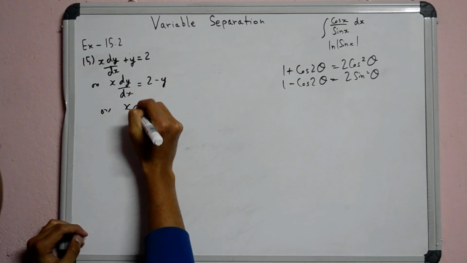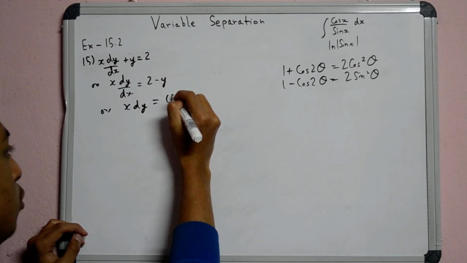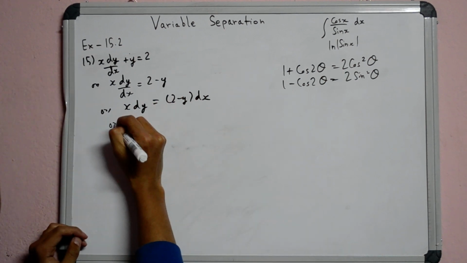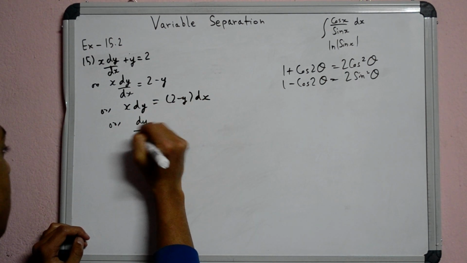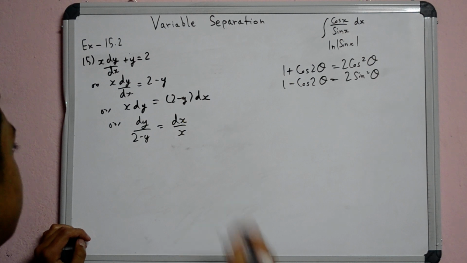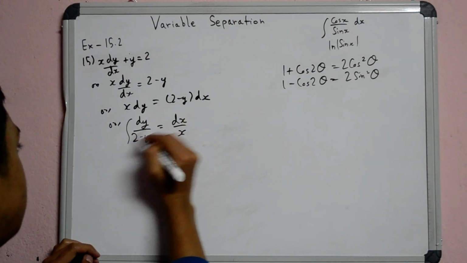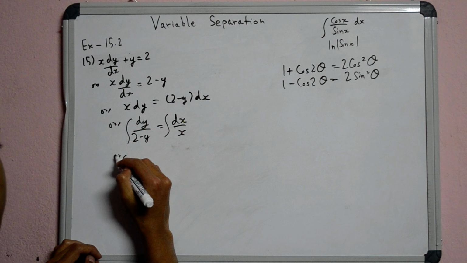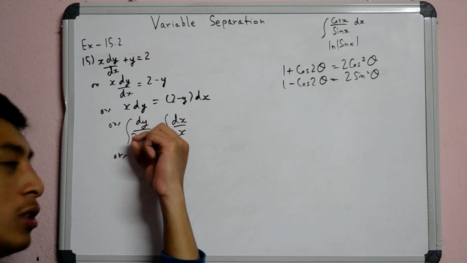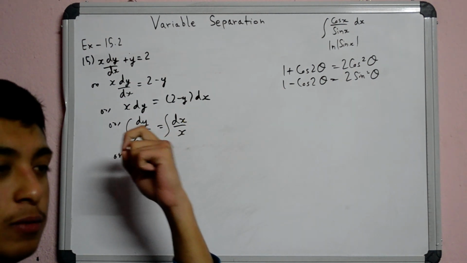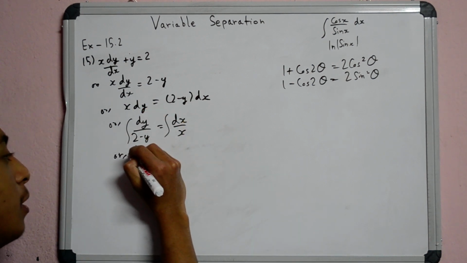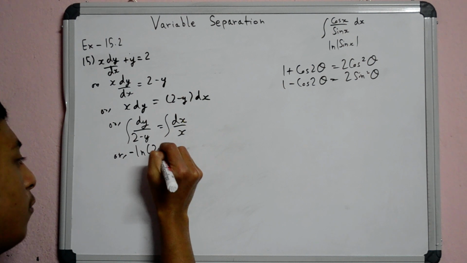Then finally we can put the dx above, so it becomes (2 minus y) dx. And now we can separate the x's and dy's. So this becomes dy by (2 minus y) is equal to dx by x. And now we simply integrate both sides. And I'll tell you just a quick integration trick. If you have a constant minus the variable, then the integral is equal to the minus natural log of that function right there.